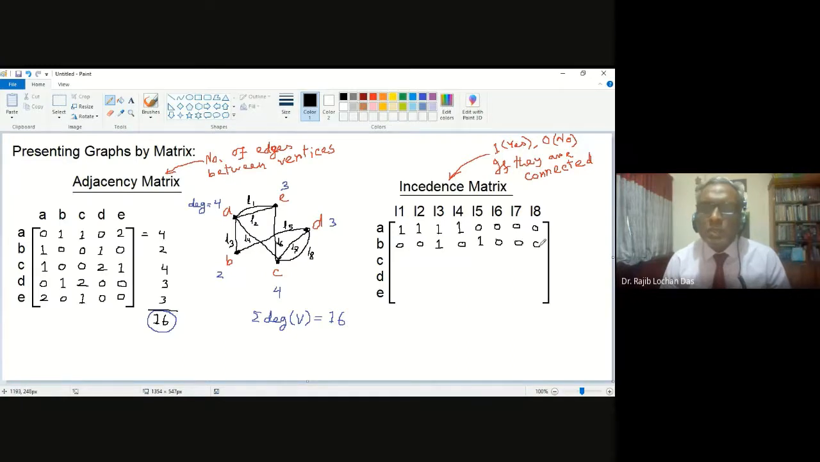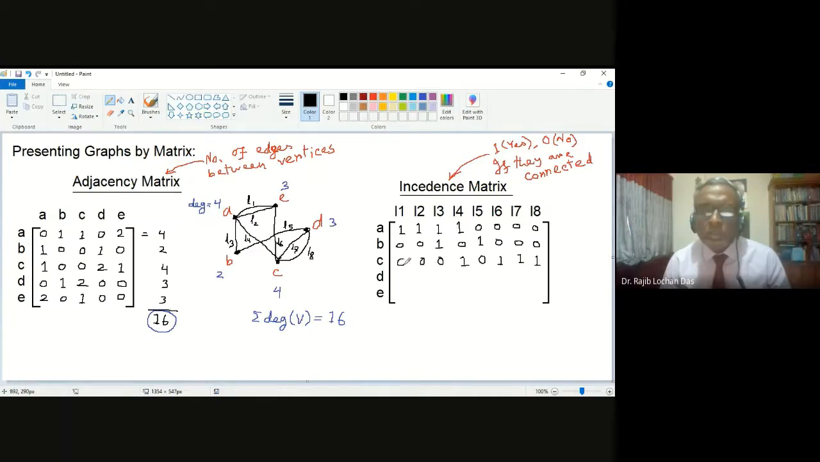That's it. So about C point, what are the lines? L4 is the line, L6 is the line, L7 is the line, and L8 is the line. It has 4 degree, so there will be 4 lines. Who are the 4 lines? L4, L6, L7, L8. So you will put 1 for L4, L6, L7, L8, and all others are 0.